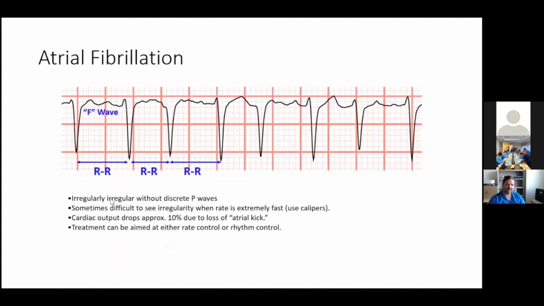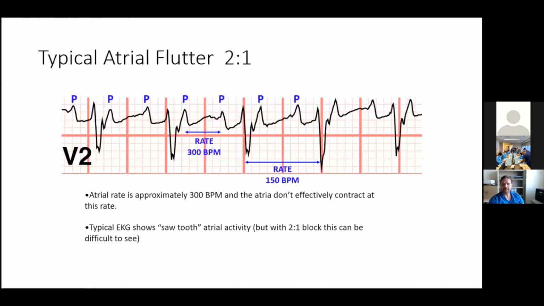Atrial fibrillation, again, another irregular rhythm. This is different in that there are no discrete P waves, there's fibrillatory F waves. Sometimes these will be too fine to see. Irregularity, I encourage you to use your calipers, especially when things get very fast. It can be very, very difficult to tell that things are truly irregular, but it's typically irregular, so all of the intervals will be a little bit different. Flutter.